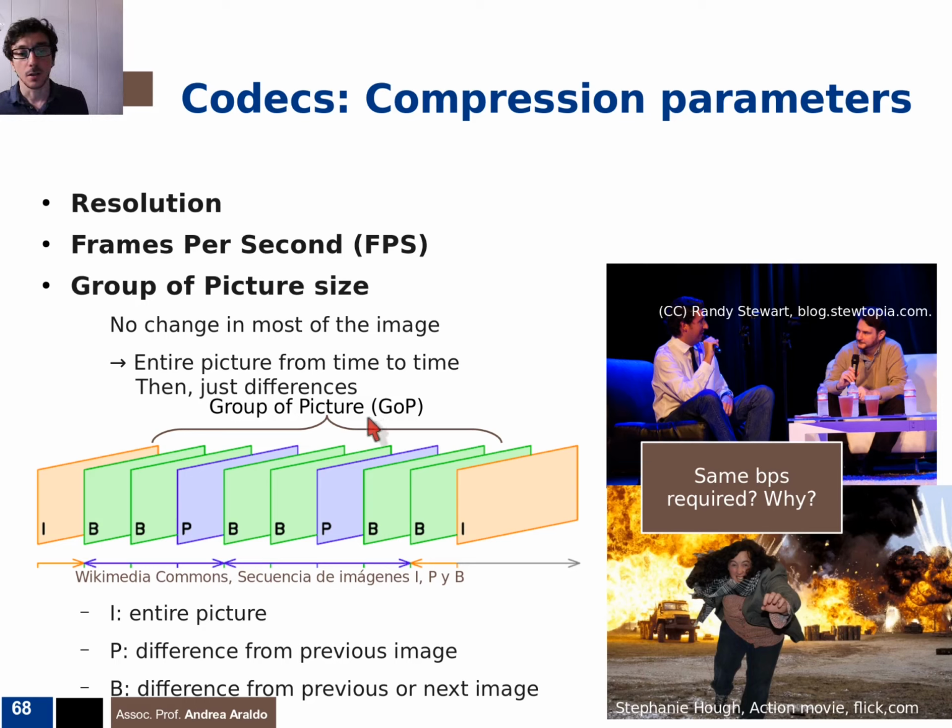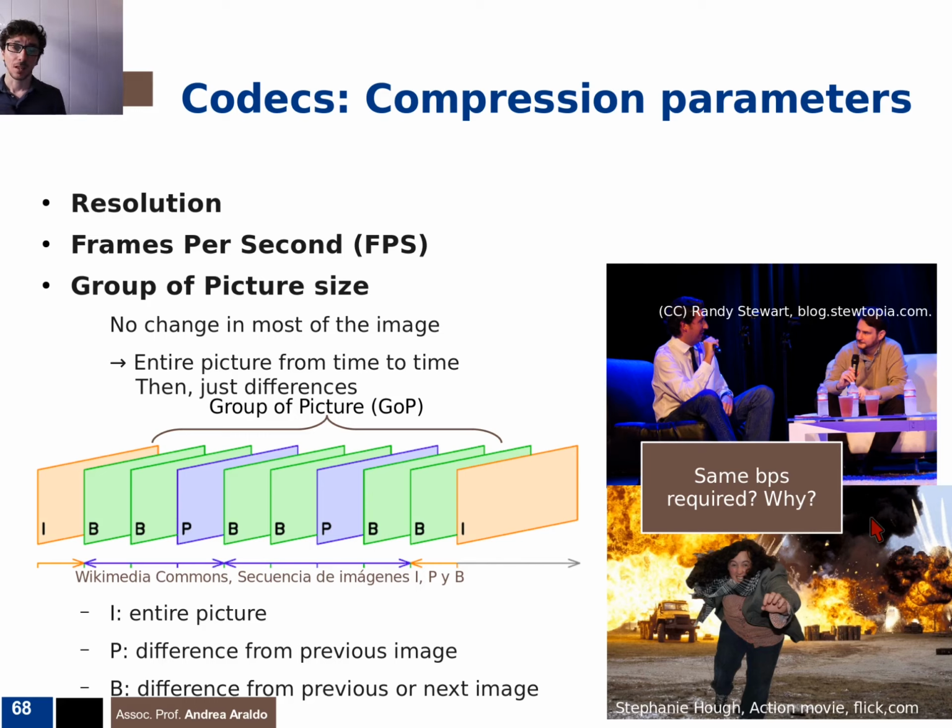Okay, and actually, by definition, a group of pictures is the group of frames from one iframe to the next iframe. So all the other frames in the group of pictures are just differences, let's say. Of course, if you do the same process to another kind of video, suppose you encode an action movie, then the differences from a frame to the subsequent one are a lot. So you need more information to encode these differences.